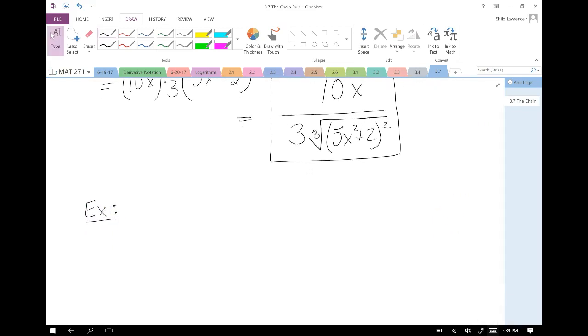And let me also show you one where we have to combine possibly some product rule, quotient rule, or chain rule.